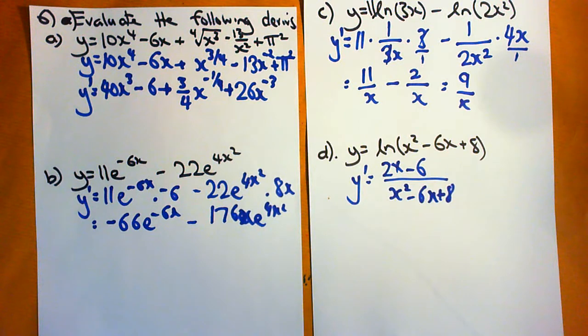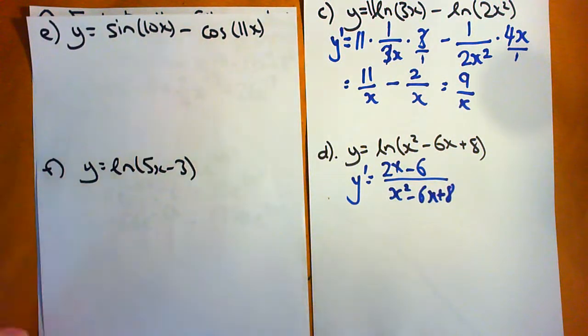Okay, so now we have some trig derivatives. So we've got the function y equals sine of 10x minus cosine of 11x.